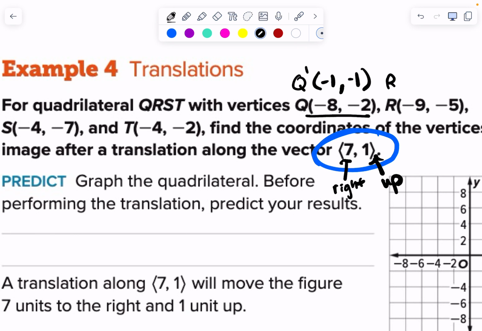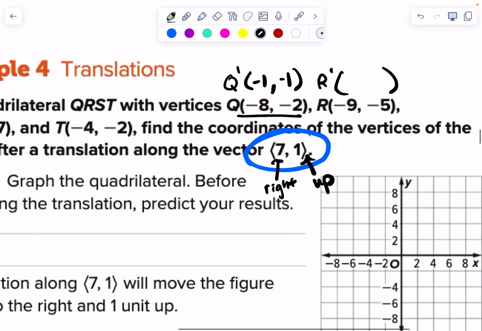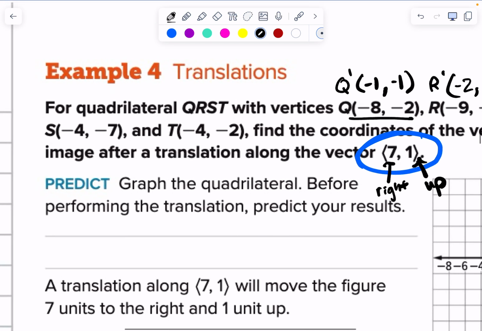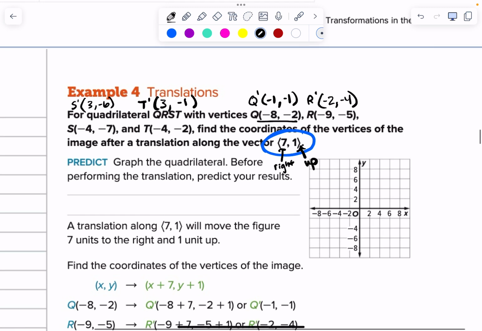Where will R prime be? -2, -4. There he is. S prime, +3, comma, -6. T prime, +3, -1. Not too bad, right? Pretty easy. These are the rules for translations, okay? And we can plot them, but we're not going to do that.